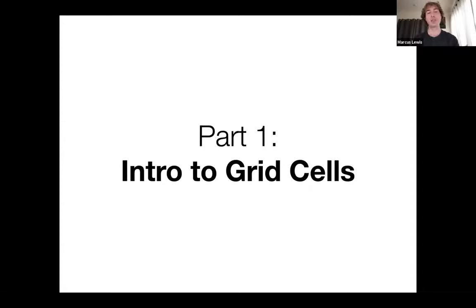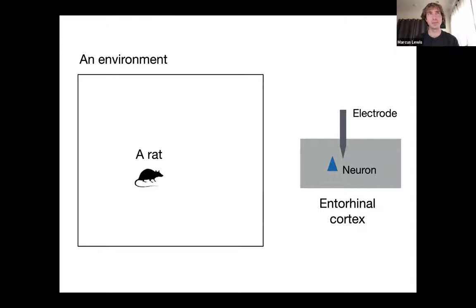Some of the people here will have seen the video I'm about to show many times. This video, I think, is an effective way of getting a first glance at what a grid cell is. In this video, I'm going to show a rat running around a box, a 1 meter by 1 meter box. They're recording a single neuron from a part of the brain called the entorhinal cortex, which is an area that all mammals have.